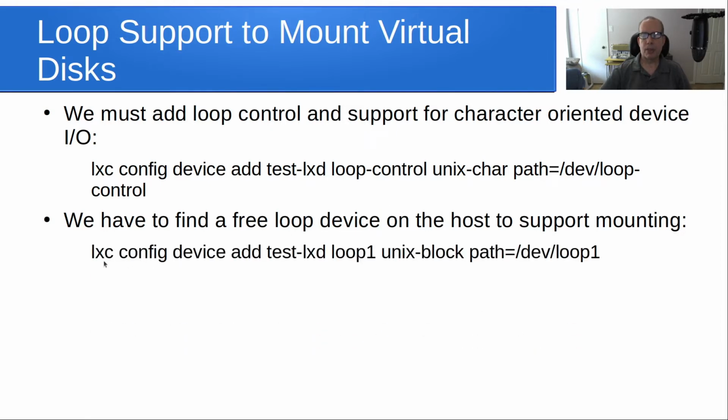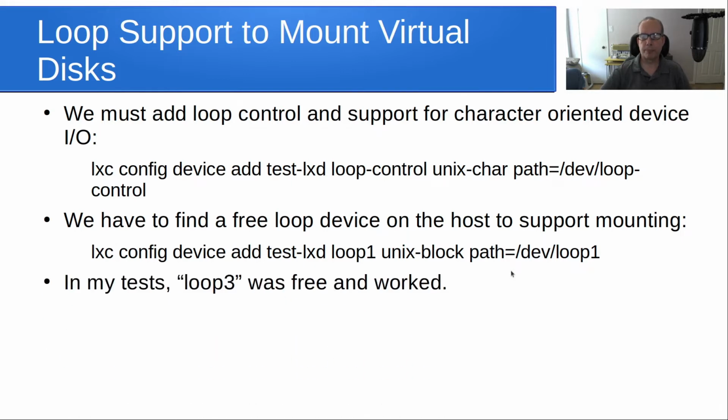Then we have to find a free loop device on the host to support mounting. And this is done with the LXC config device add test-lxd loop1 unix-block where the path is equal to /dev/loop1. So in my tests, I found that loop1 was not free, neither was loop2, and actually loop3 was the first one that worked. And your mileage may vary on your system. In the demo, we're going to go through what I mean by that. So in my tests, again, loop3 was free and it actually worked. So your loop device is going to be different.